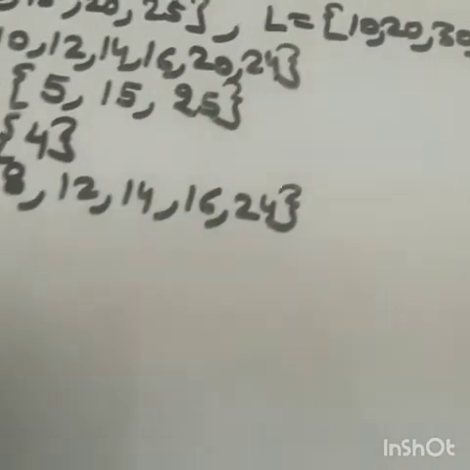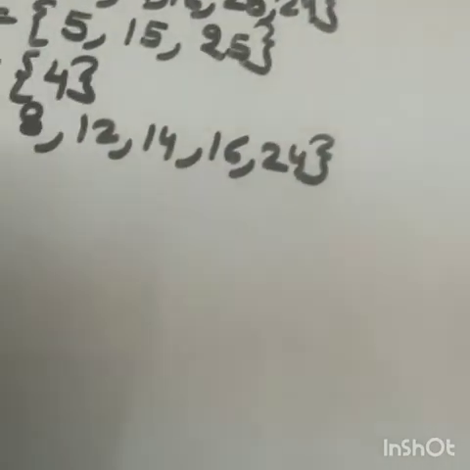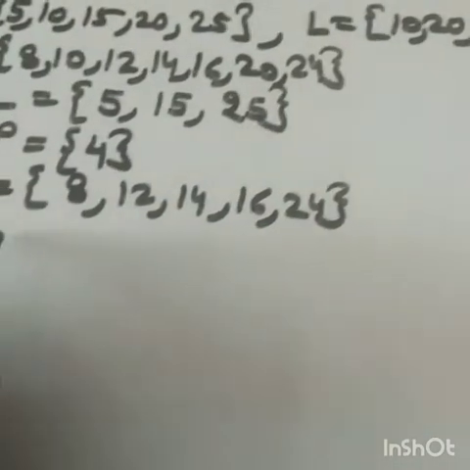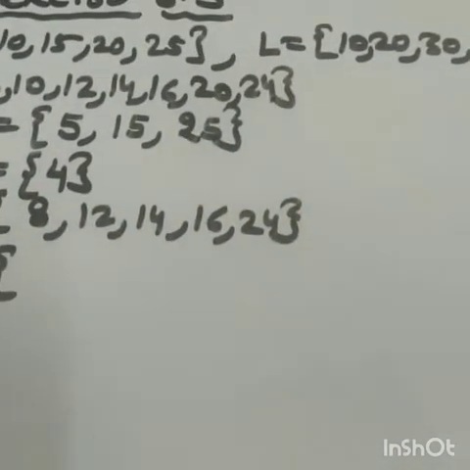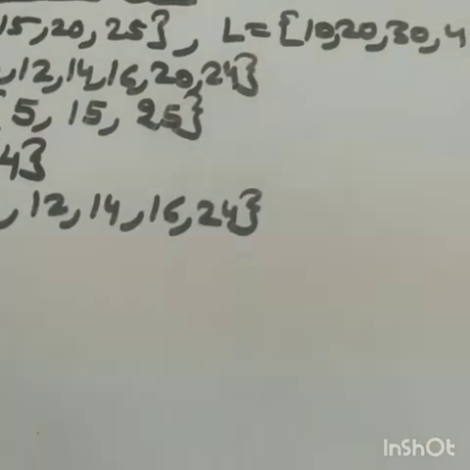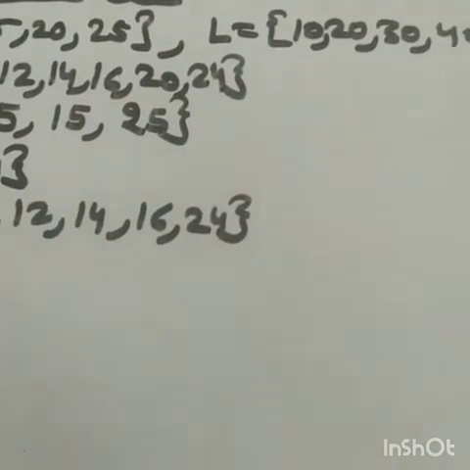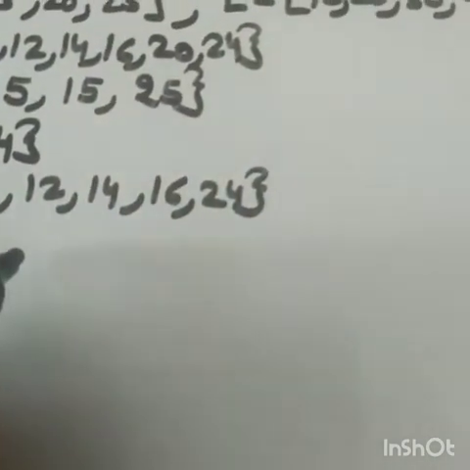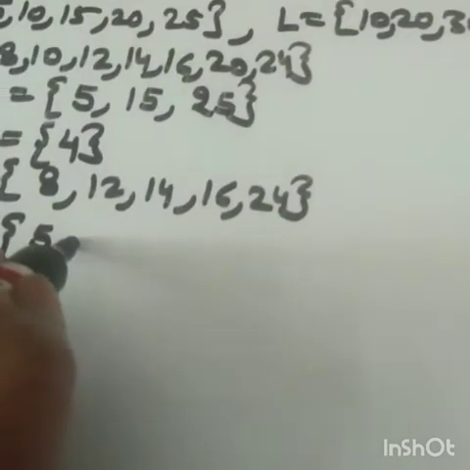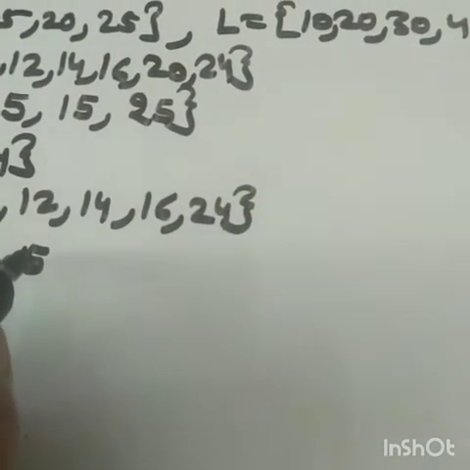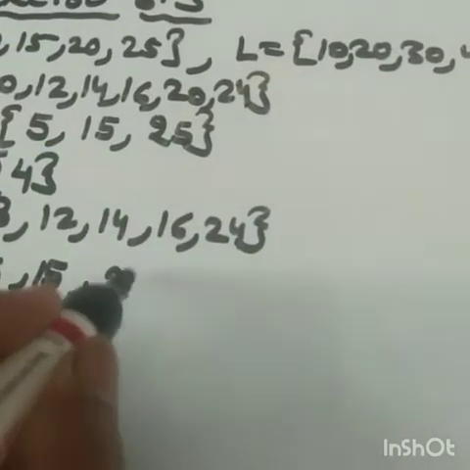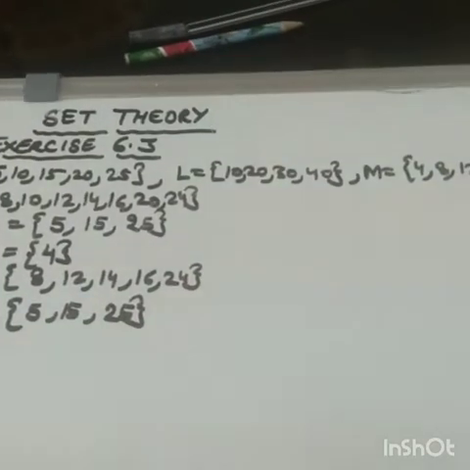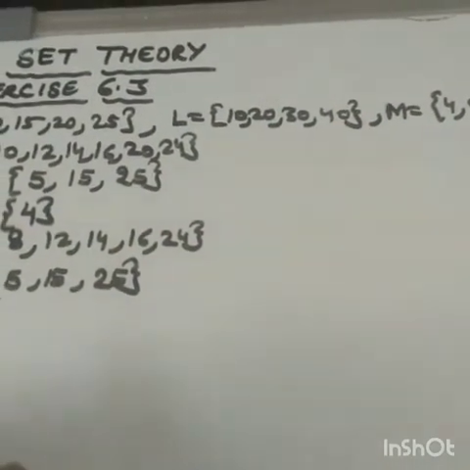K minus P, all the elements of K which are not there in P. So obviously first element 5 is not there, 10 is there, 15 is not there, 20 is there, 25 is not there. Hence, this is how you are going to write the elements of difference of any two sets.